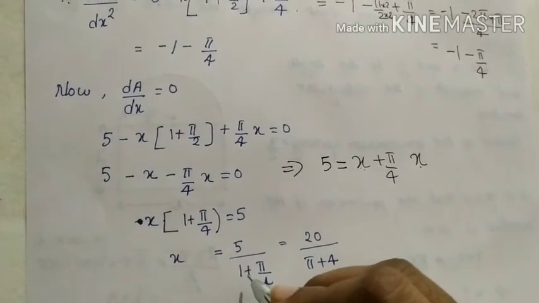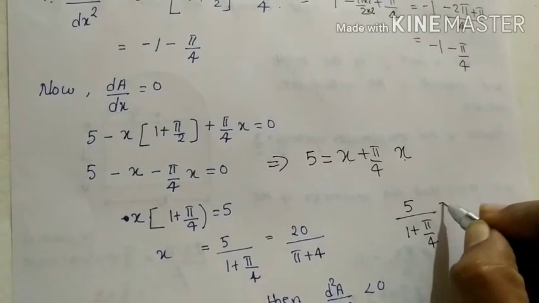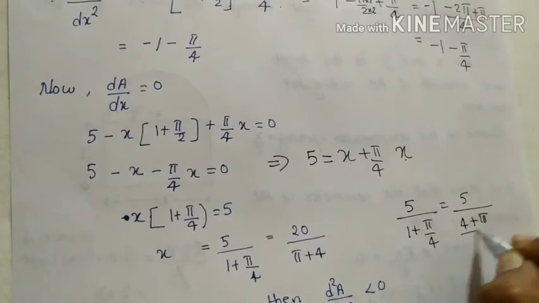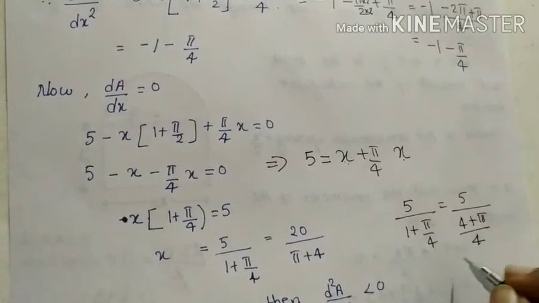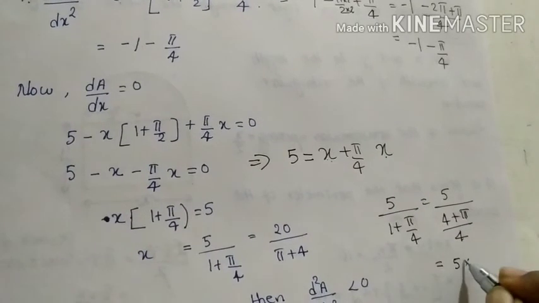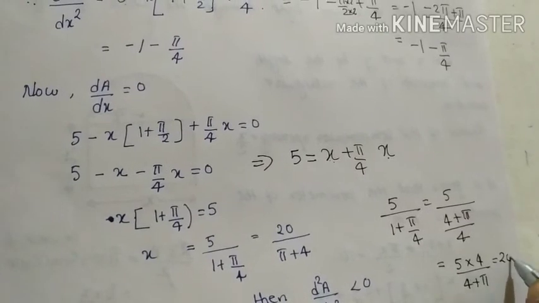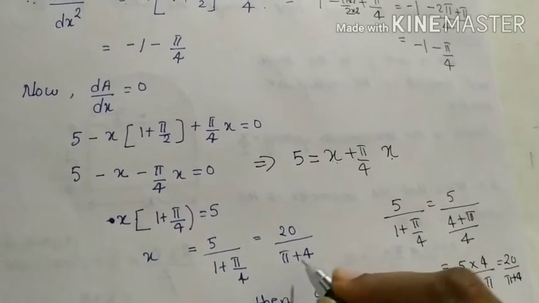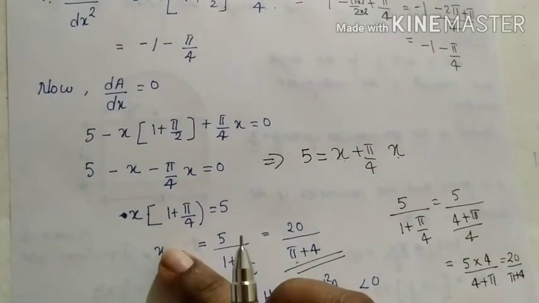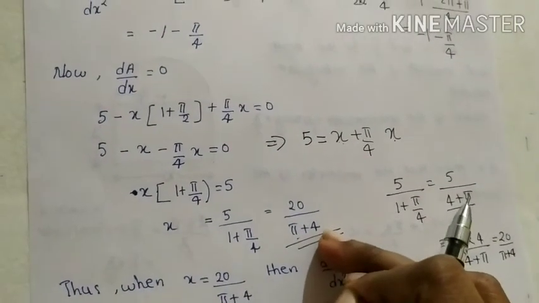Cross multiplying the denominator of 5 divided by 1 plus pi by 4, we get 4 plus pi whole divided by 4, and this 4 goes to the numerator, we get 5 into 4 divided by 4 plus pi, which will be equal to 20 by pi plus 4. So this is our x value. So we get the length of the rectangular window as 20 by pi plus 4.